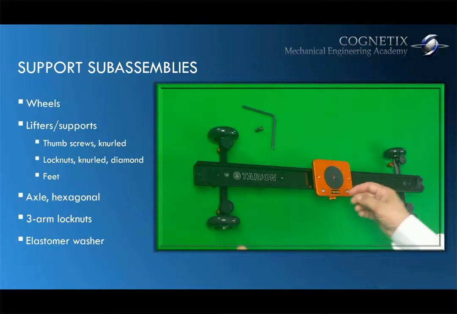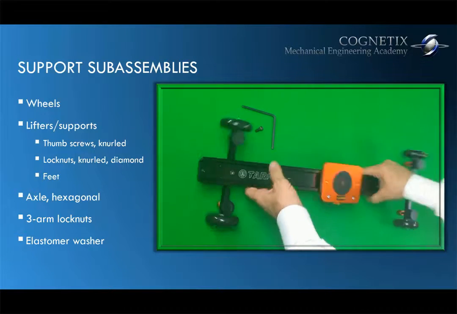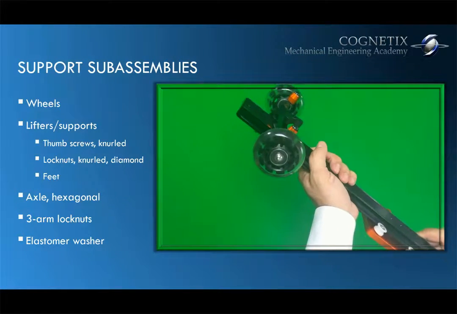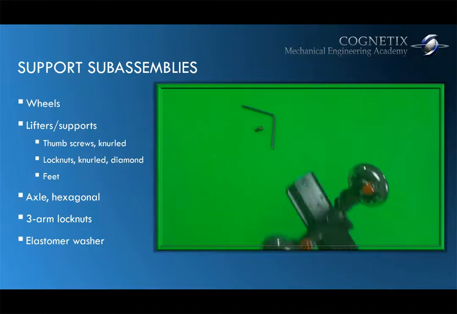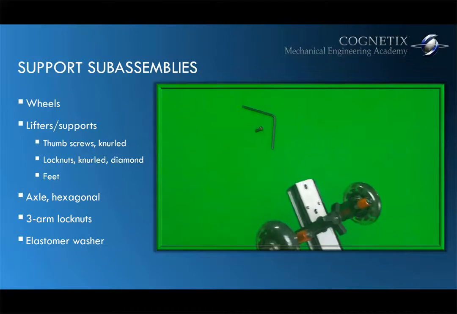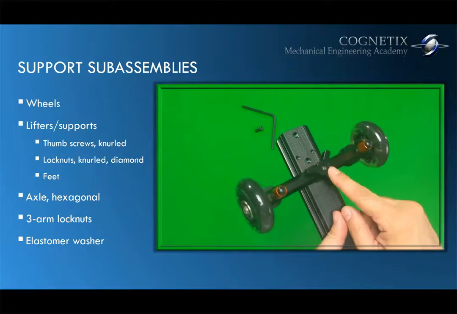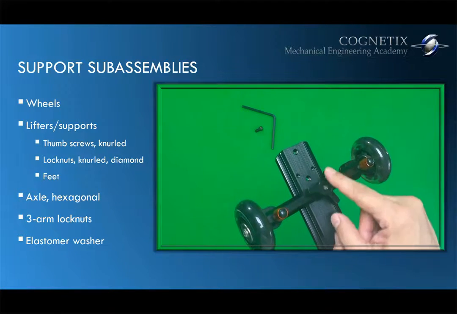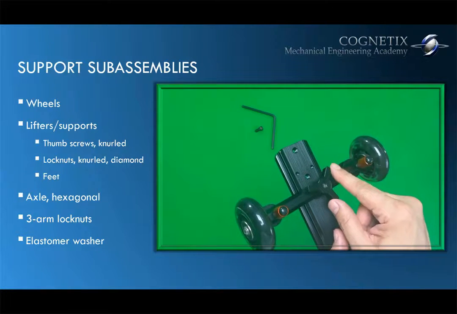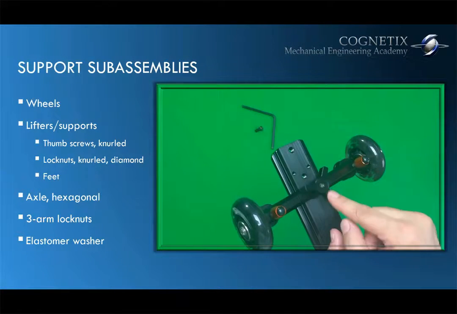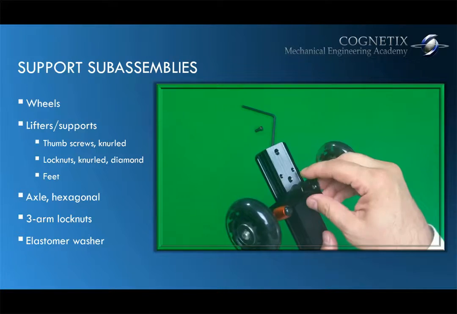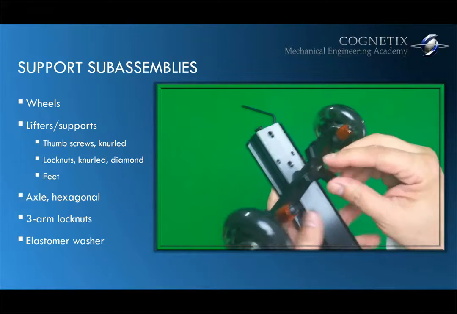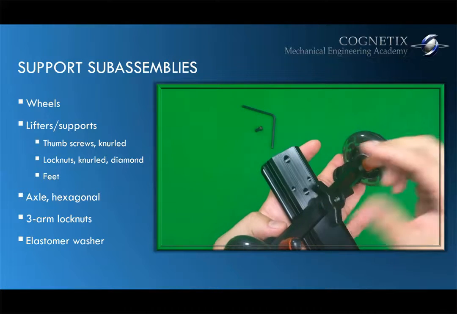Okay, another thing we'll notice, and let me go ahead and remove one of these support sub-assemblies. You will notice that this support sub-assembly is held in place by this 3-arm lock nut. 3-arm lock nut, because it locks it into place. Gonna go ahead and remove that, turning counterclockwise.